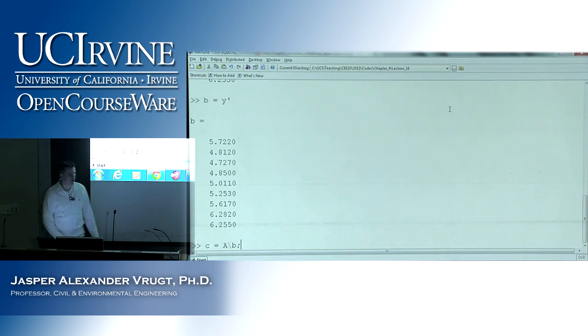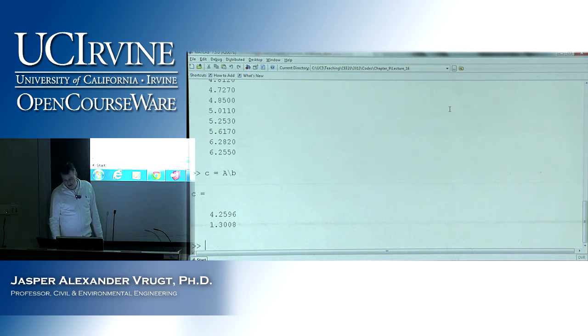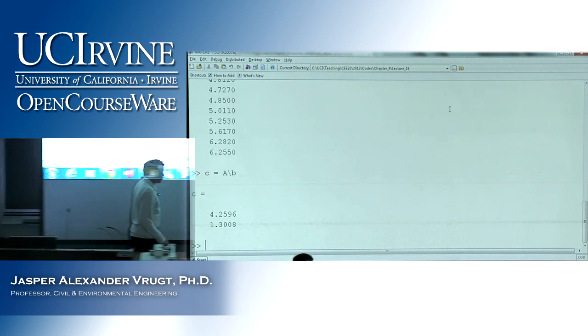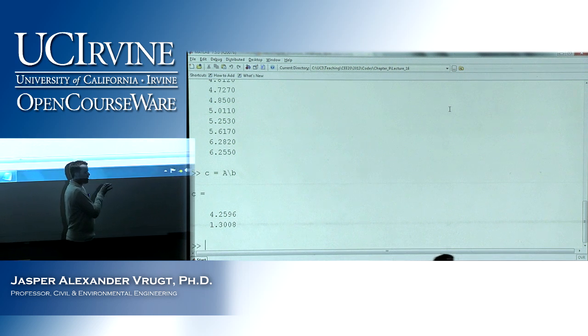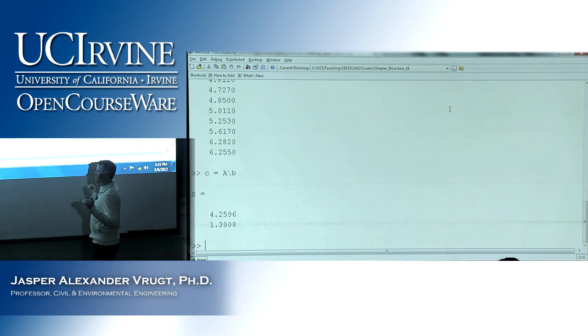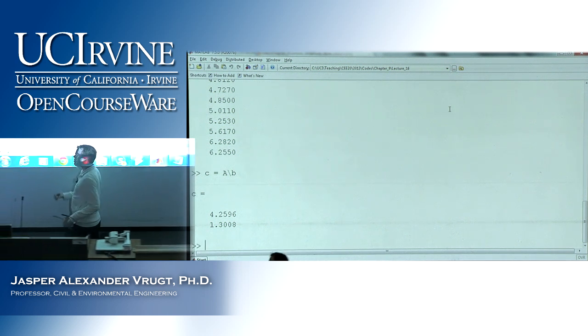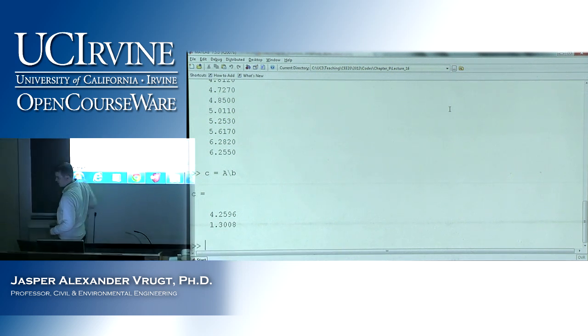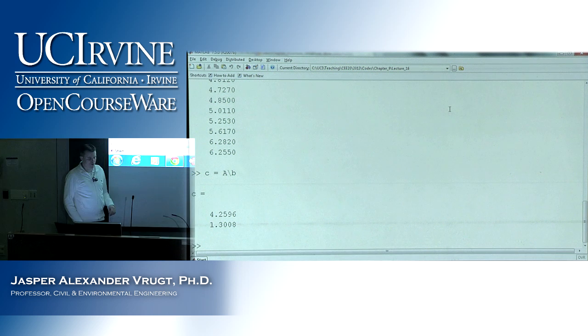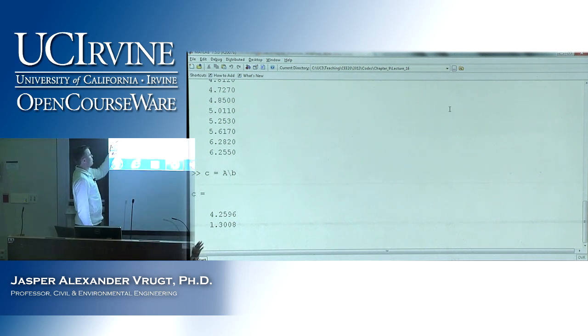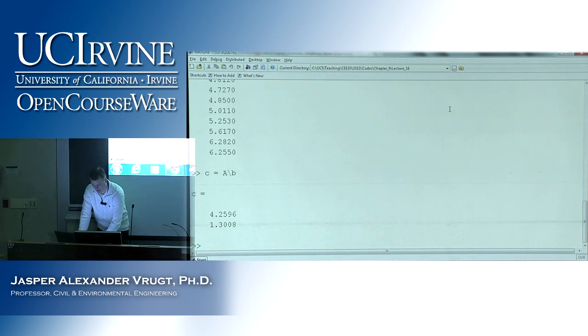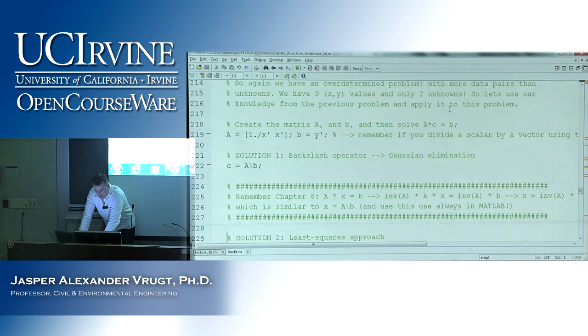Now I have A and B, and I've learned last chapter that I can derive my coefficients by doing A backslash B. So these are my coefficients. Apparently, the best fit to this data is y equals 1 over x times 4.26 plus 1.31 times x. That's my script.